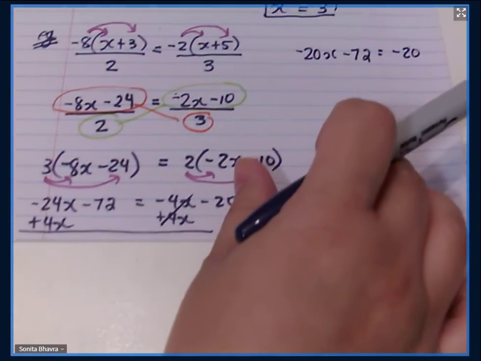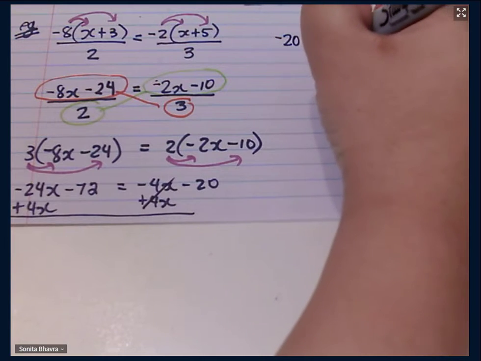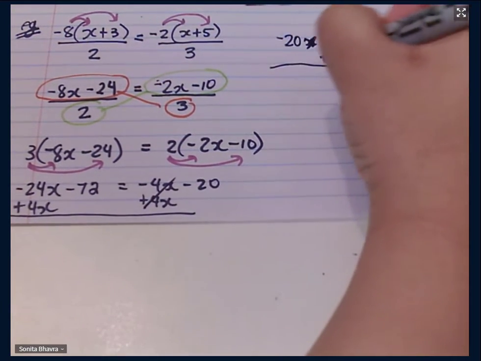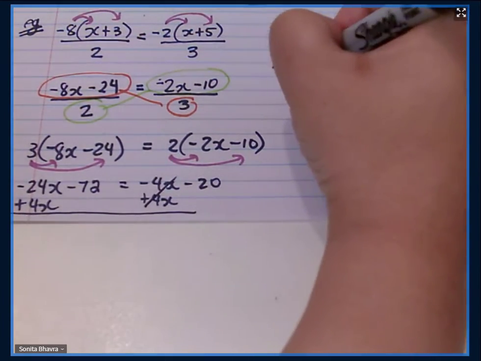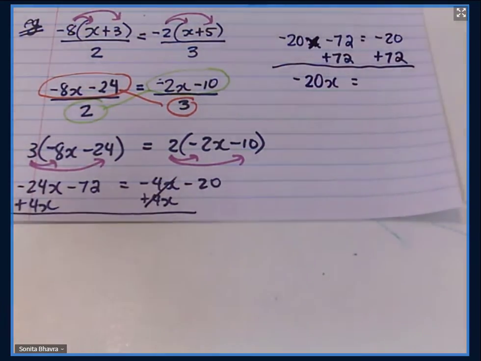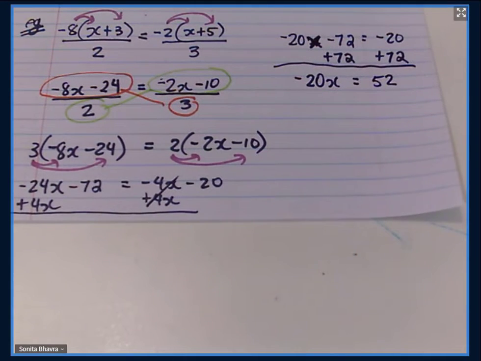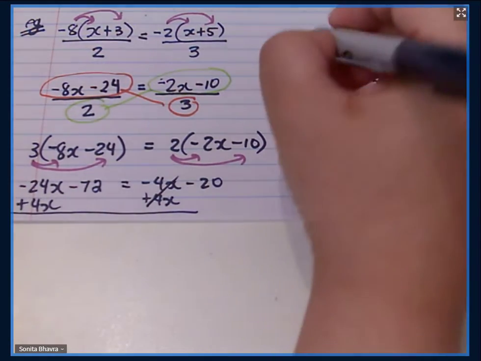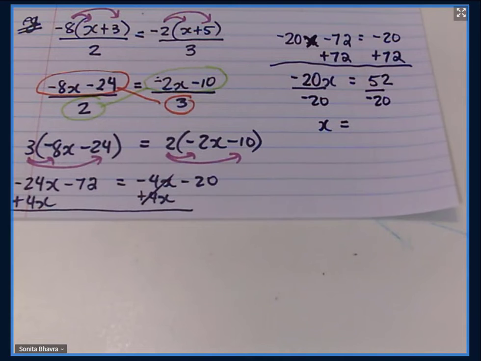All right, on this side then, I can add the 72 to both sides. So that leaves me, sorry, I just messed up my x there. That leaves me with -20x is equal to -20 plus 72, which is 52. And we just have to divide by -20 now, both sides. And that leaves me with our answer, 52 divided by -20, which is -2.6.